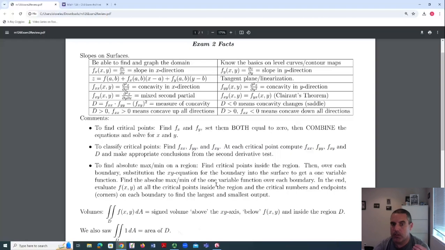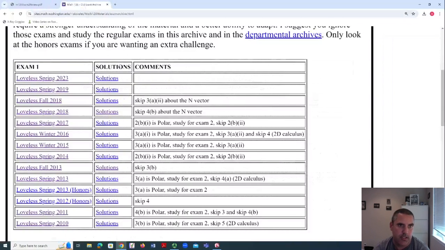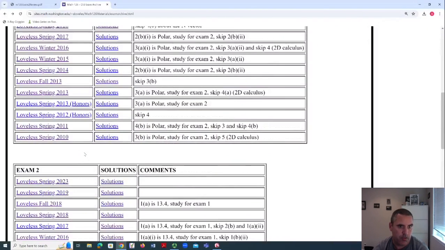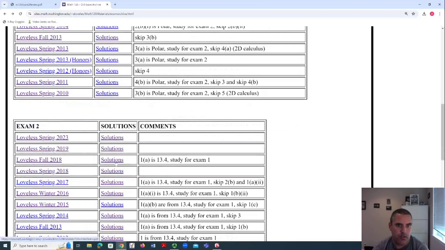Absolute max and min, I want to see the function for each boundary. Let's look at some old tests so you can see. Maybe I'll just click randomly. Let's look at the solution just so I can discuss. Oh, that's exam 1. Apologies. Exam 2, let's just pick an old one.